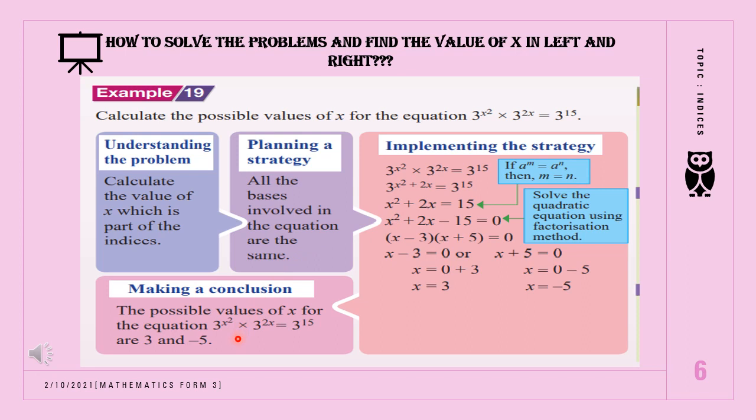The first equation is x minus 3 equal to 0. It becomes 0 plus 3, x equal to 3. And how about the right? x plus 5 equal to 0. x equals 0 minus 5.